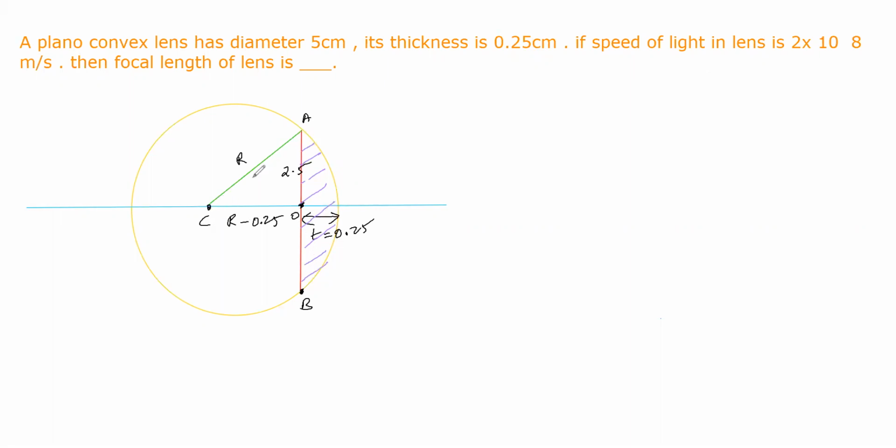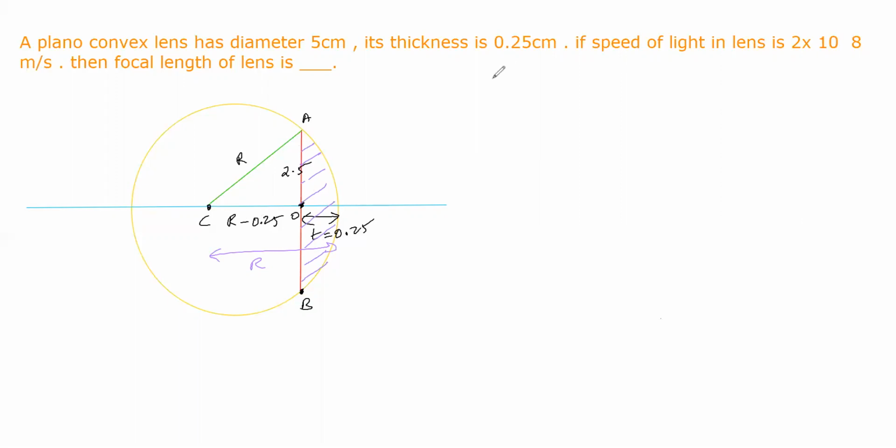From here to here is the radius of curvature. Similarly, from here to here is also the radius of curvature. From C to O, totally this is the radius of curvature. From the radius of curvature we subtract the thickness value, so that C to O is r minus 0.25. Now see this right angle triangle. From this right angle triangle we can find the radius of curvature. Why are we calculating the radius of curvature? In order to find the focal length we need the radius of curvature, so first we calculate it.